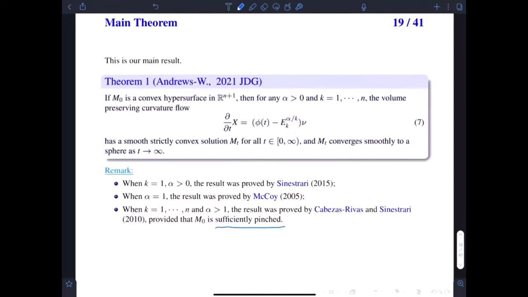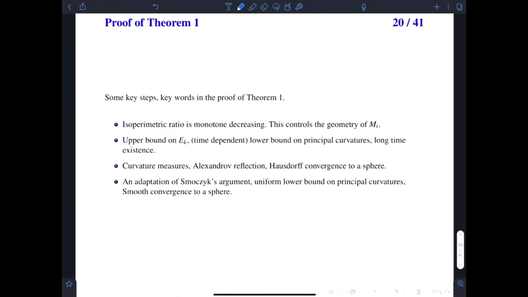Okay, now in the following part of my lecture, I will discuss the proof of the theorem, some key steps and keywords. First, we have that the isoperimetric ratio is monotone decreasing, and this is similar to the one for the volume preserving flow by powers of mean curvature observed by Sinestrari, and this could be used to control the geometry of the surface Mt.